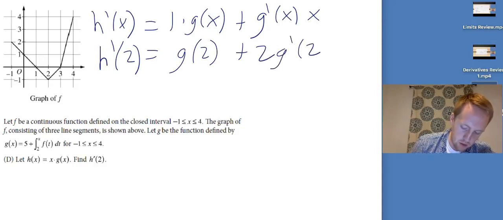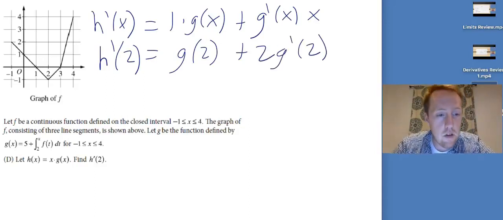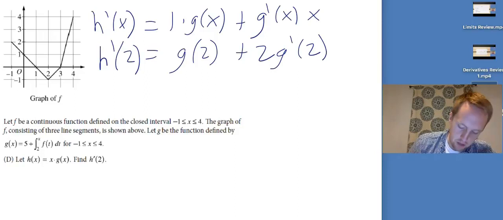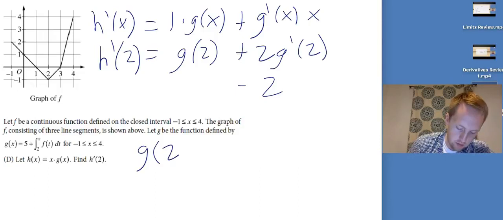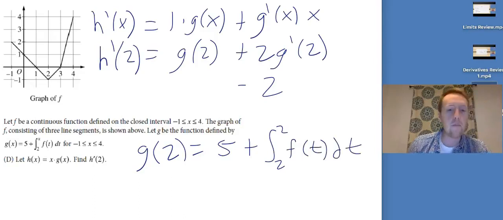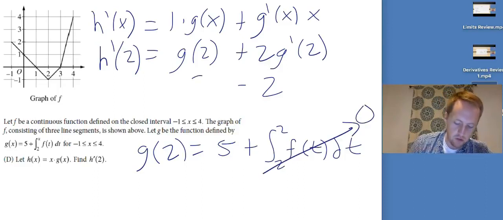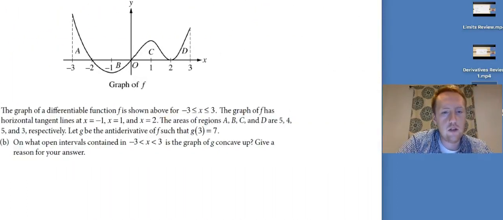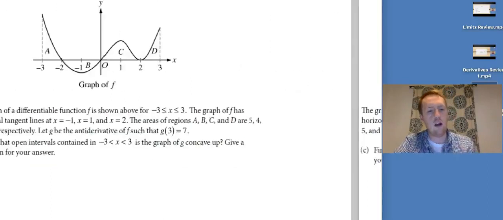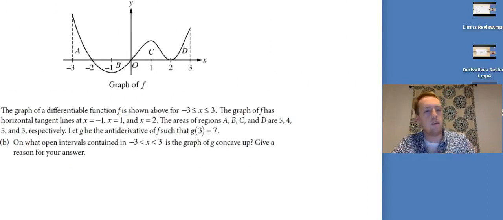g prime of 2. Well, remember, g prime is just f, and g prime of 2, if I look at the graph of f, is -1. So this becomes -2. G of 2 is going to be equal to 5 plus the integral from 2 to 2 for f of t dt. Well, remember, when the bounds of an integral are the same, this ends up being 0. So g of 2 is just 5. So then 5 minus 2 is 3. And that's the answer. Did I finish? Nope. I've got 2 more. All right. Let's get these last 2 done. That way we can wrap up this integrals video.